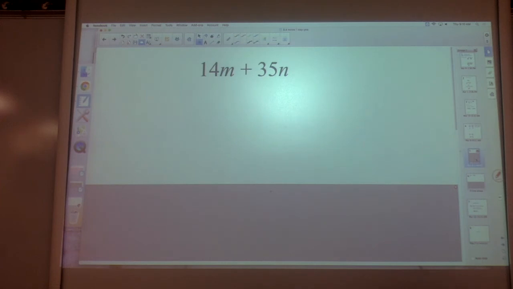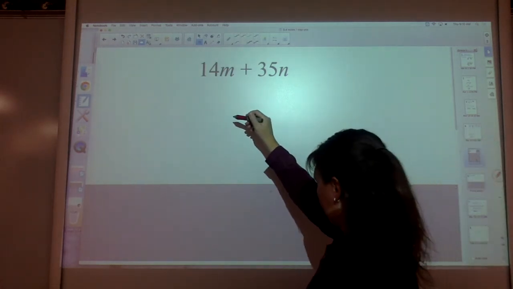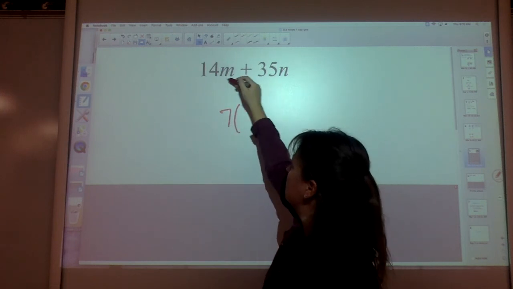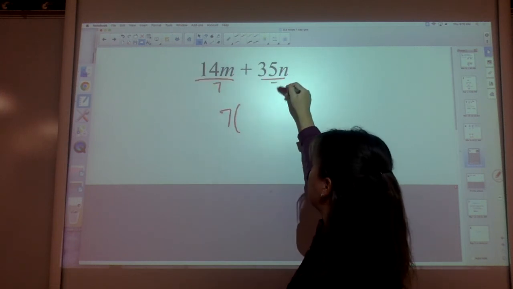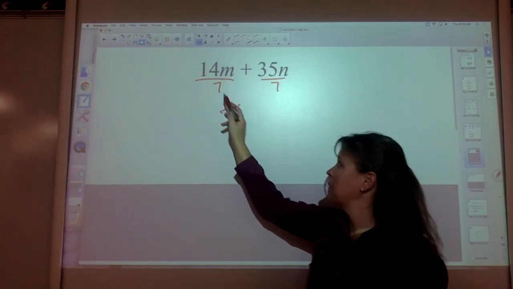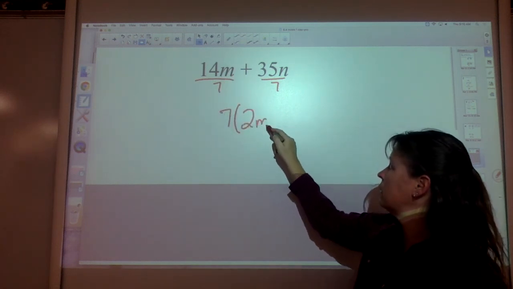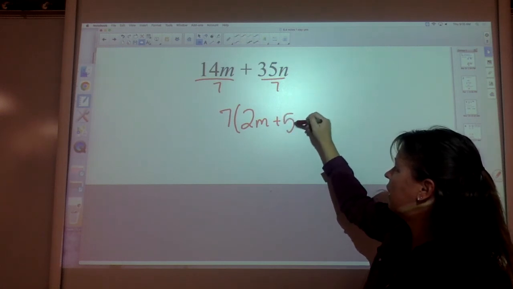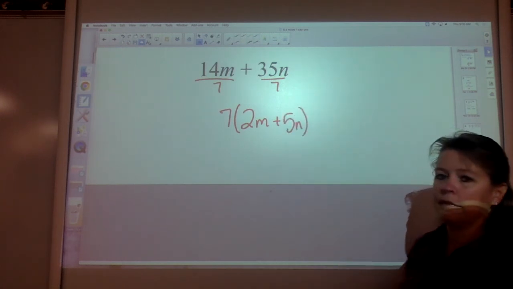14m plus 35n, a couple more. 14 and 35 each have a factor of 7. They don't share a variable, so again, we're only dividing by 7. 14m divided by 7 is 2m, plus 35n divided by 7 is 5n. Final answer.